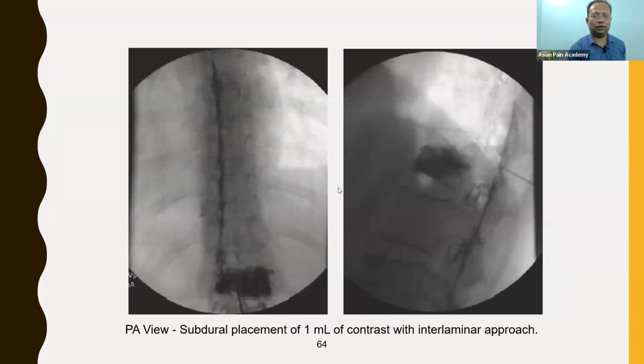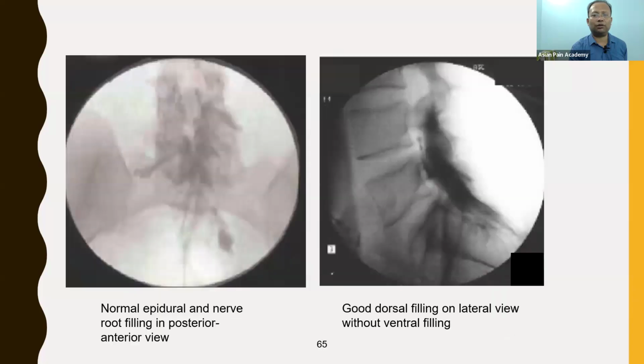Nobody can put the needle in the subdural space in the spine intentionally, because this is a potential space, it is not a real space. So you have to take out the needle.